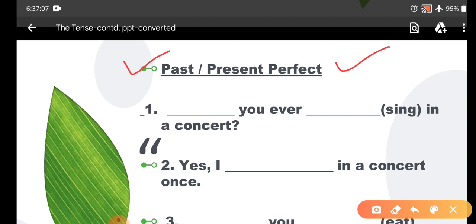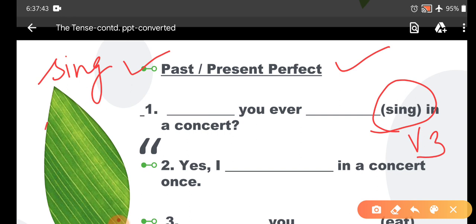So let us just try these sentences. First one, dash you ever sing in a concert? So your first step would be find out, because see, we are doing present perfect, we need to know the third form of the verb. Now many of you would be knowing, but still some may not be knowing. Am I right? So you say sing, say it aloud.